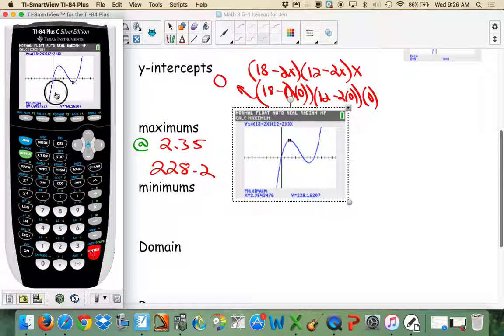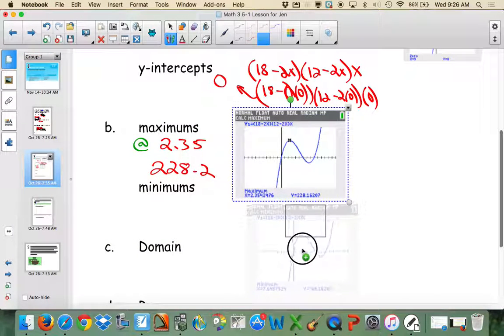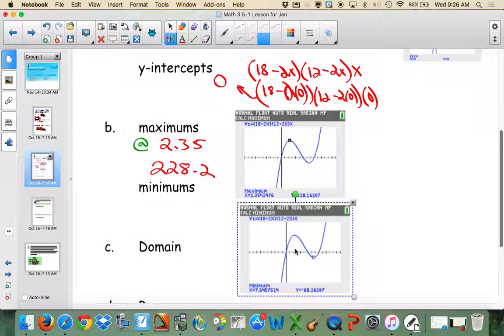All right, so we can bring that one down here too. So my minimum is going to be at 7.65, and that minimum will be negative 68.2.